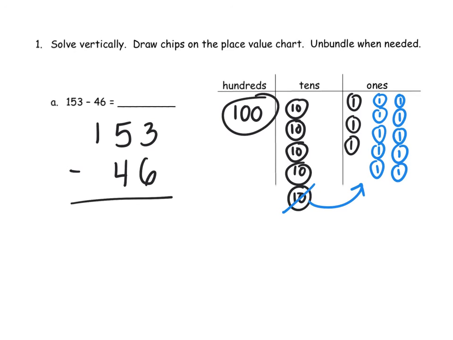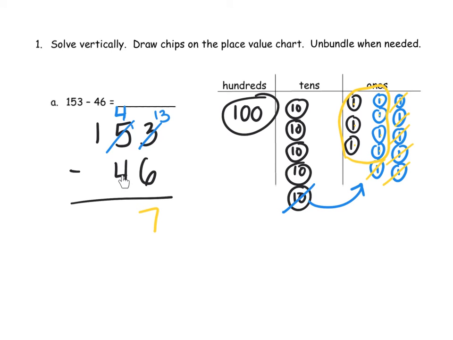Okay, so my new equation now over here, I have 4 tens, and over here I have 13 ones. Okay, so now I can do my final subtraction. I'm going to take away 6 from my 13. 1, 2, 3, 4, 5, 6. That leaves me with 1, 2, 3, 4, 5, 6, 7 ones.